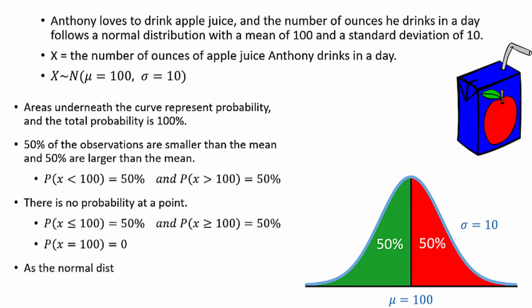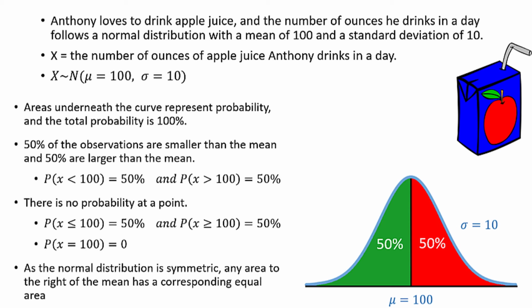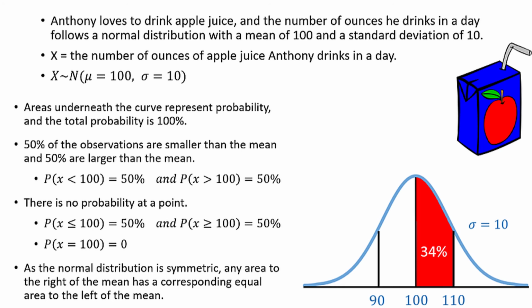Also, as the normal distribution is symmetric, any area to the right of the mean has a corresponding equal area to the left of the mean. For example, the area between 100 and 110 will be the same as the area between 90 and 100, since both 90 and 110 are 10 units away from the mean, just in opposite directions. The probability happens to be about 34% in both cases, which you might know if you are familiar with the empirical rule. Let's look at how we can calculate probabilities like this now.